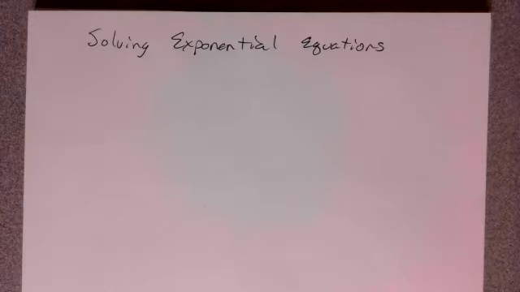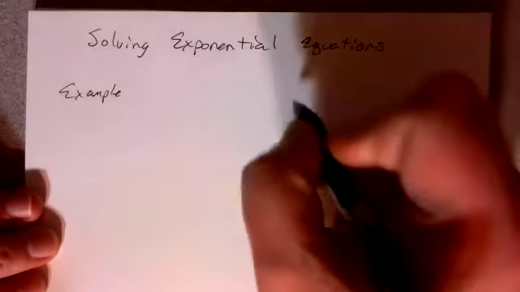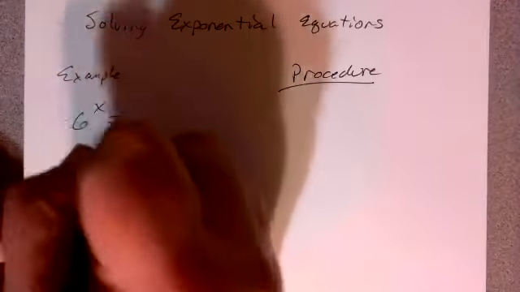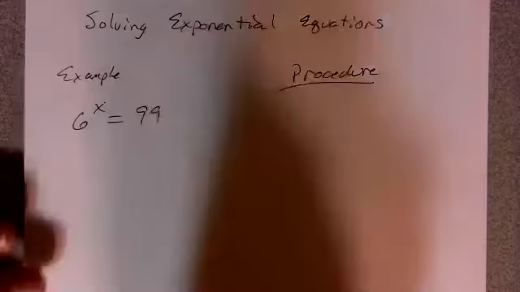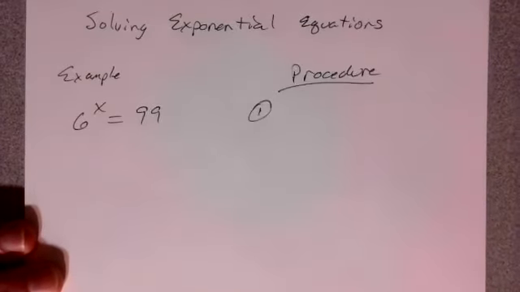This is the process that we're going to use to solve those. Okay, so I'm going to do this by example. We're going to start with an example, and then over here I'm going to write out the procedure. I've done this a couple times in class. Hopefully this makes sense. So the example that we're going to do, let's try 6 raised to the x power equals 99.